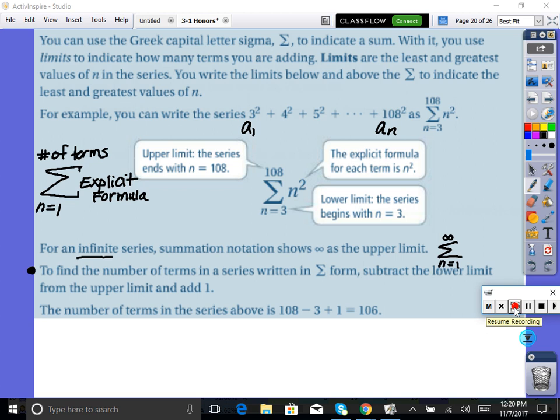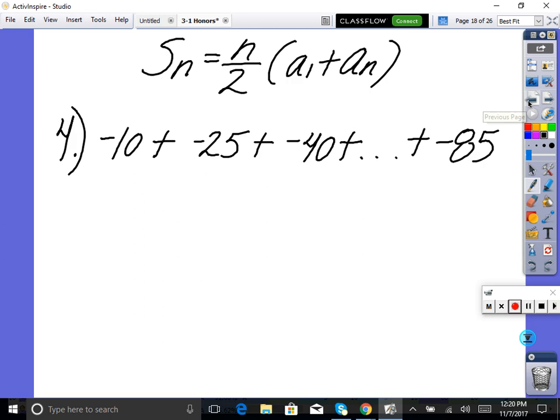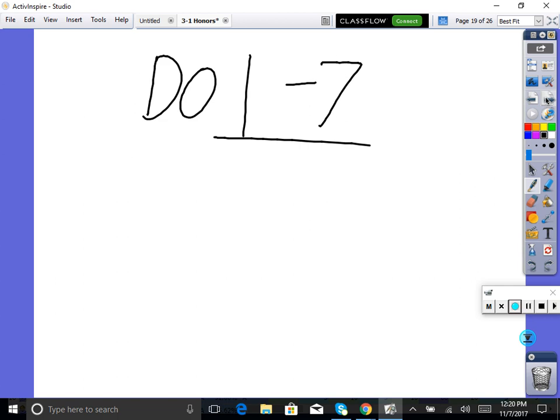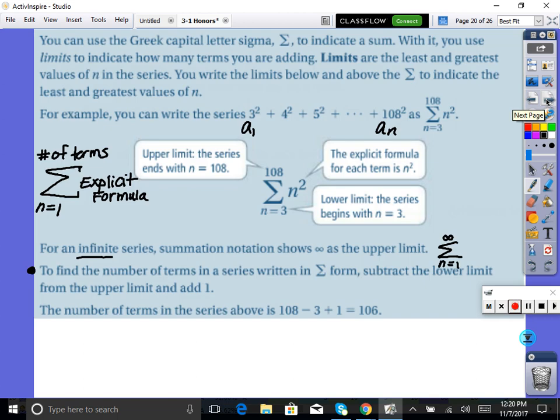So understand what we're doing now is not learning anything new. We're taking the same thing but instead of writing it out like this, we're putting it in different notation. It's called summation notation. It says right here, you can use the Greek capital letter sigma to indicate that you're taking a sum. So guys, this little sigma sign literally means find the sum. Like that's what those addition signs are, right? And then with it, you will use limits to indicate how many terms you are adding up.